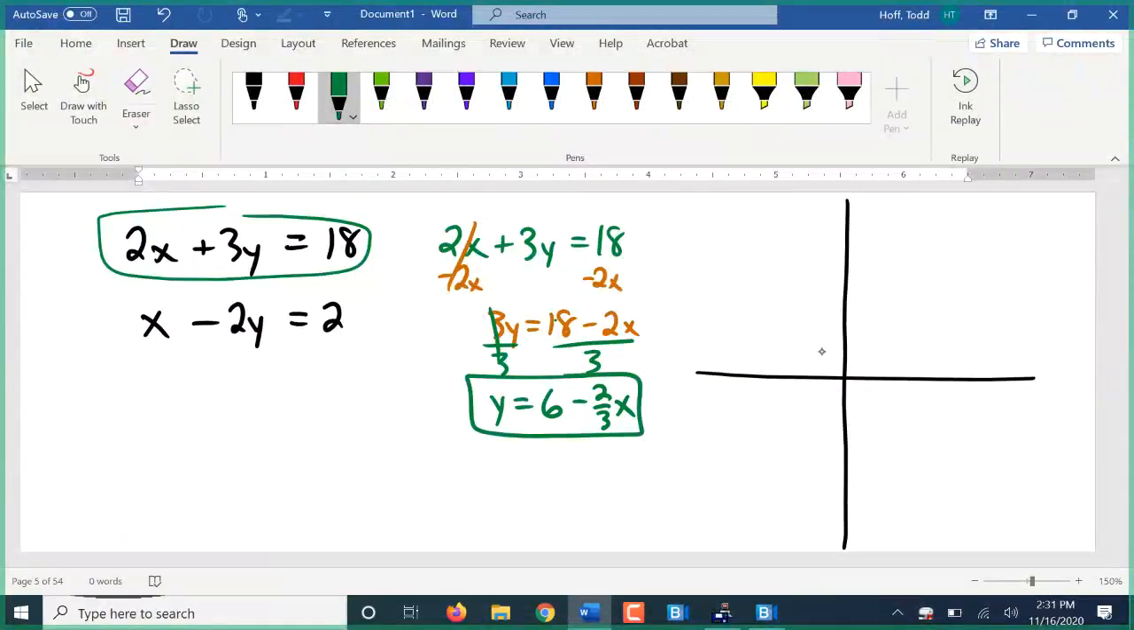So we graph that. We start out at 1, 2, 3, 4, 5, 6. That's our first point. From there we go down 2, run 1, 2, 3. Gives us a point. Now let's do it one more time. Down 2, run 1, 2, 3. Get a second point. And we know our line goes through those points.